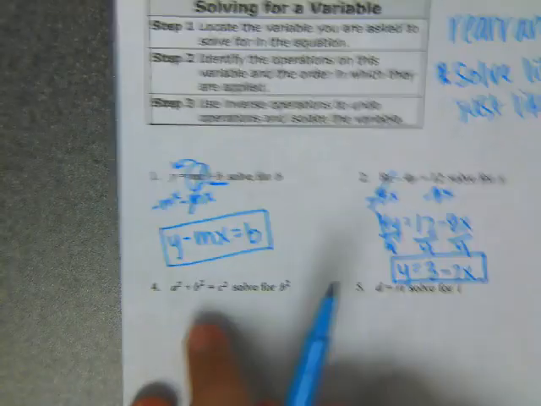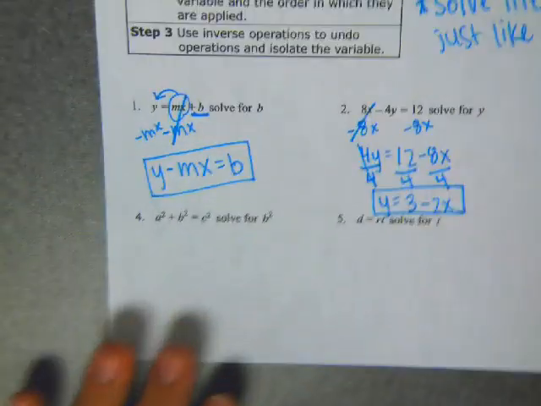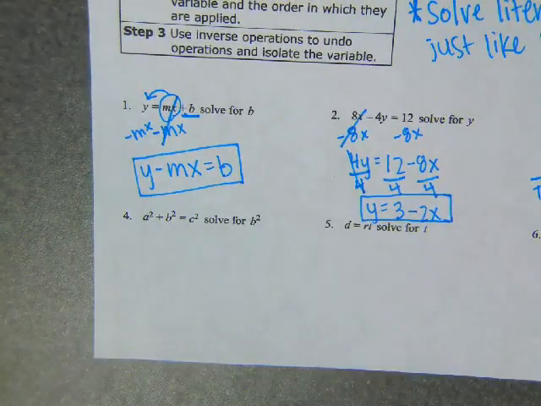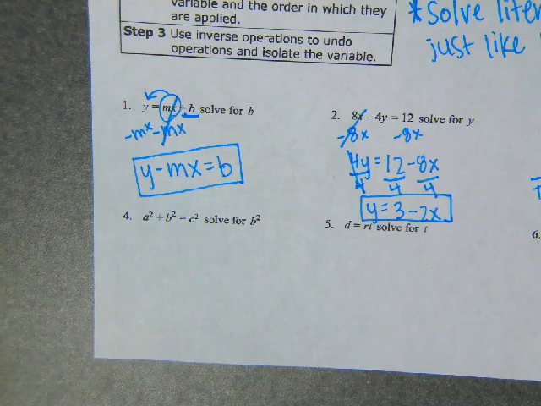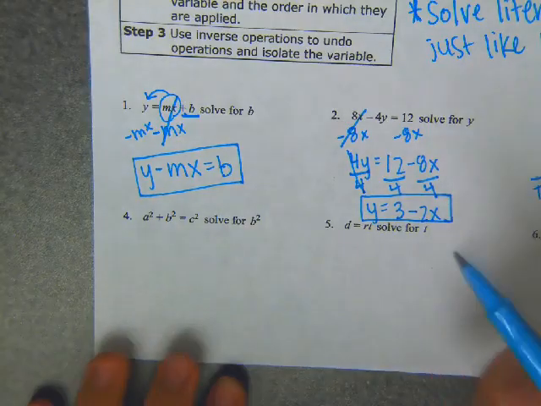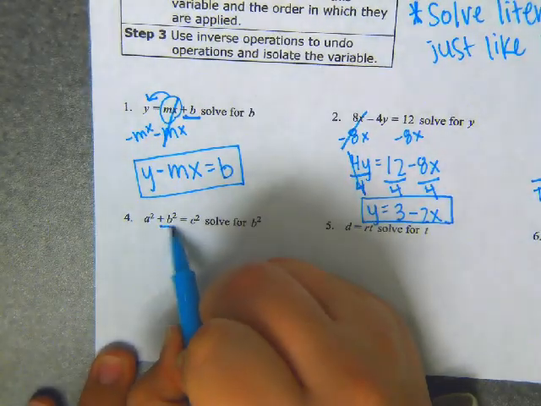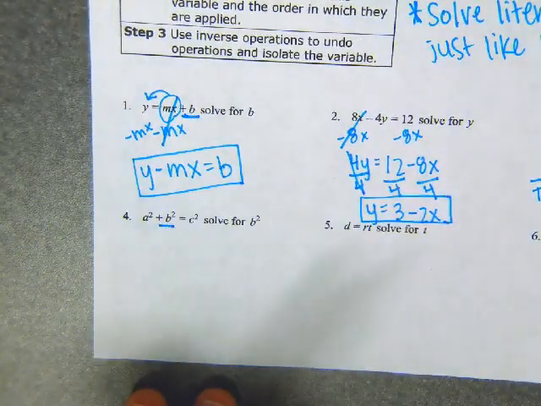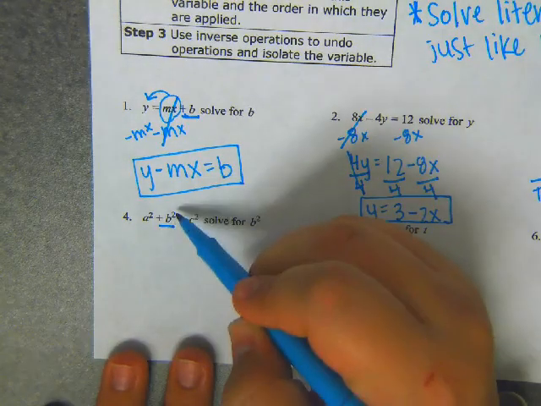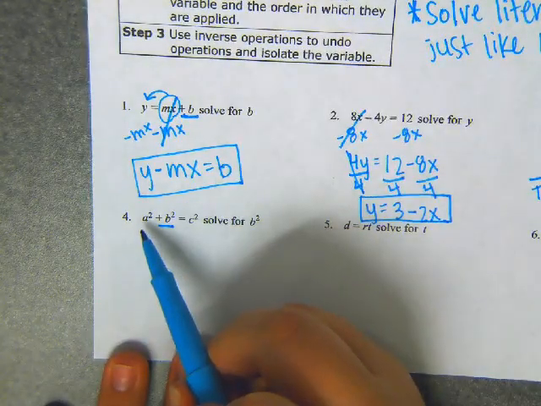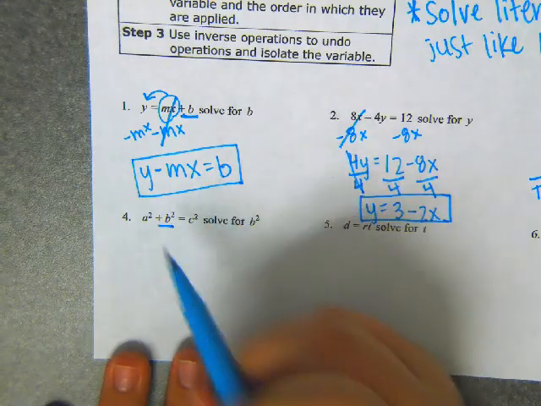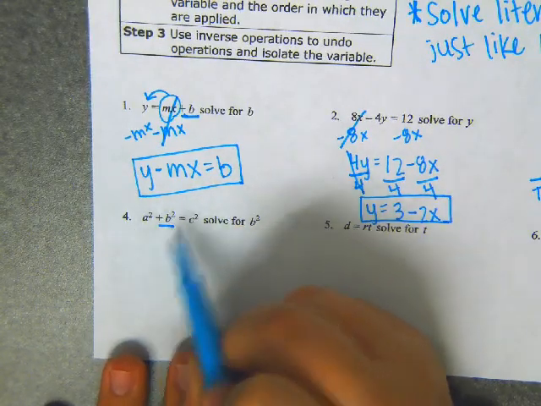All right, number 4. This should look familiar because number 4 is the Pythagorean theorem: a squared plus b squared equals c squared. So we're just going to move the formula around. We're not going to plug anything in, but we are solving for b squared, which is this one right here. So I need to get this by itself, which means I have to move a squared over. A squared and b squared are just added together.